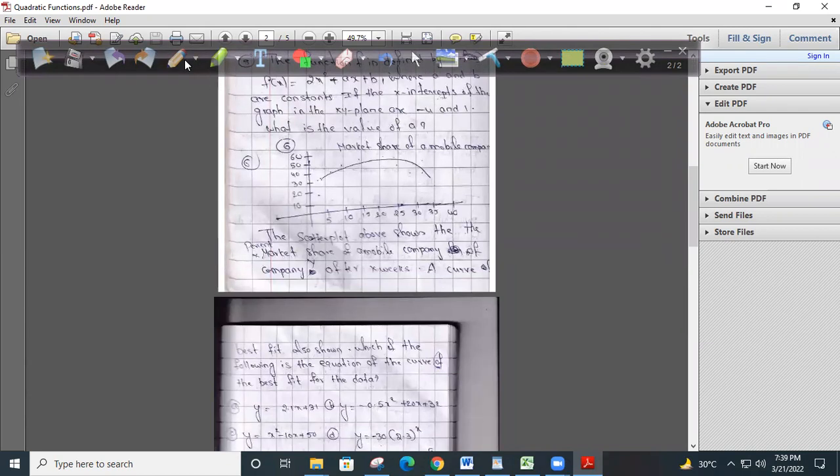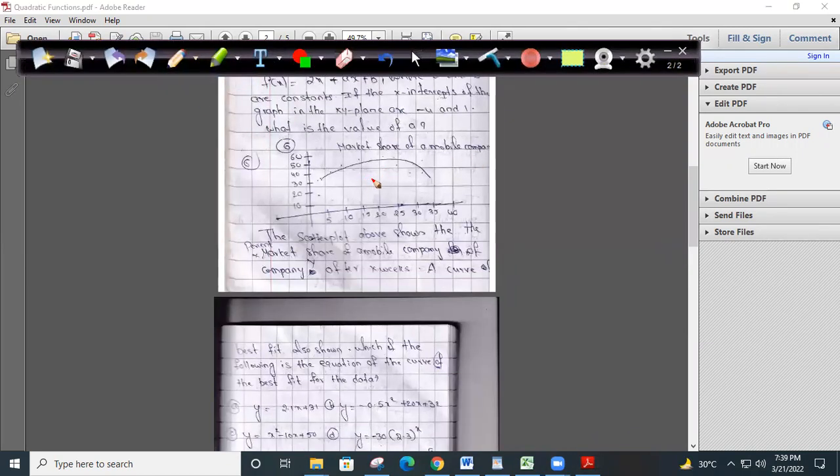They gave a graph here. Sorry for my handwriting. They gave a scatter plot, then they gave a quadratic function, the market share of a mobile company. The scatter plot above shows the percent of the market share of a company Y after X weeks. So this stands for X weeks, and this percent of the market share is my Y axis. A curve of the line of best fit is also shown. They're saying that the quadratic function is the curve of the line of best fit.